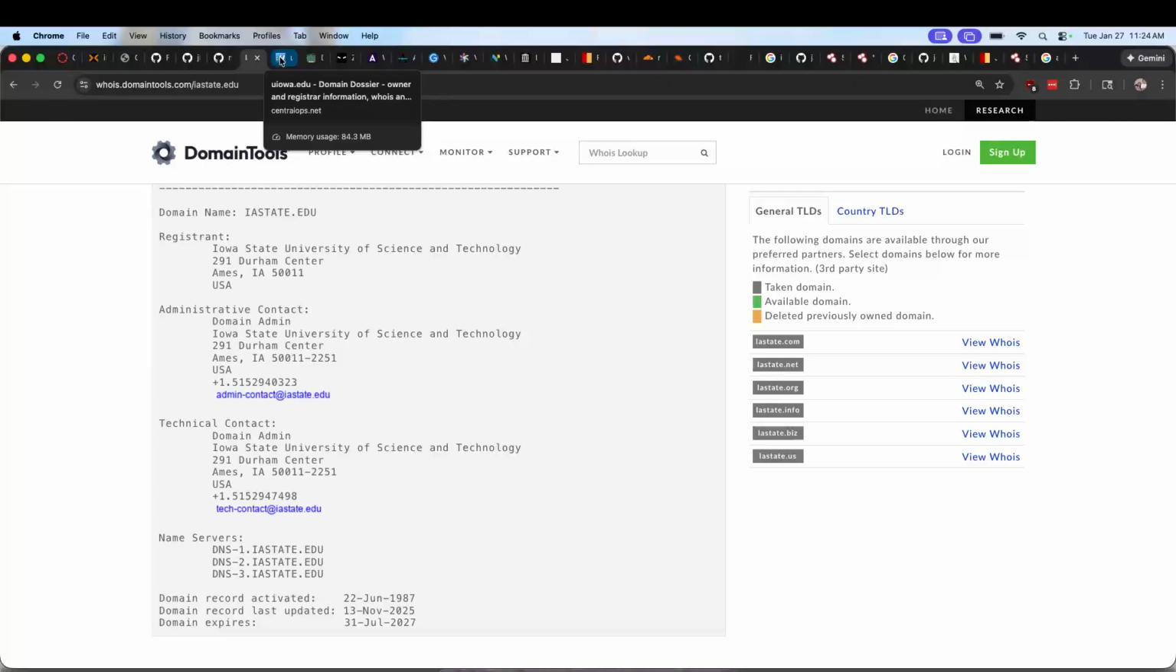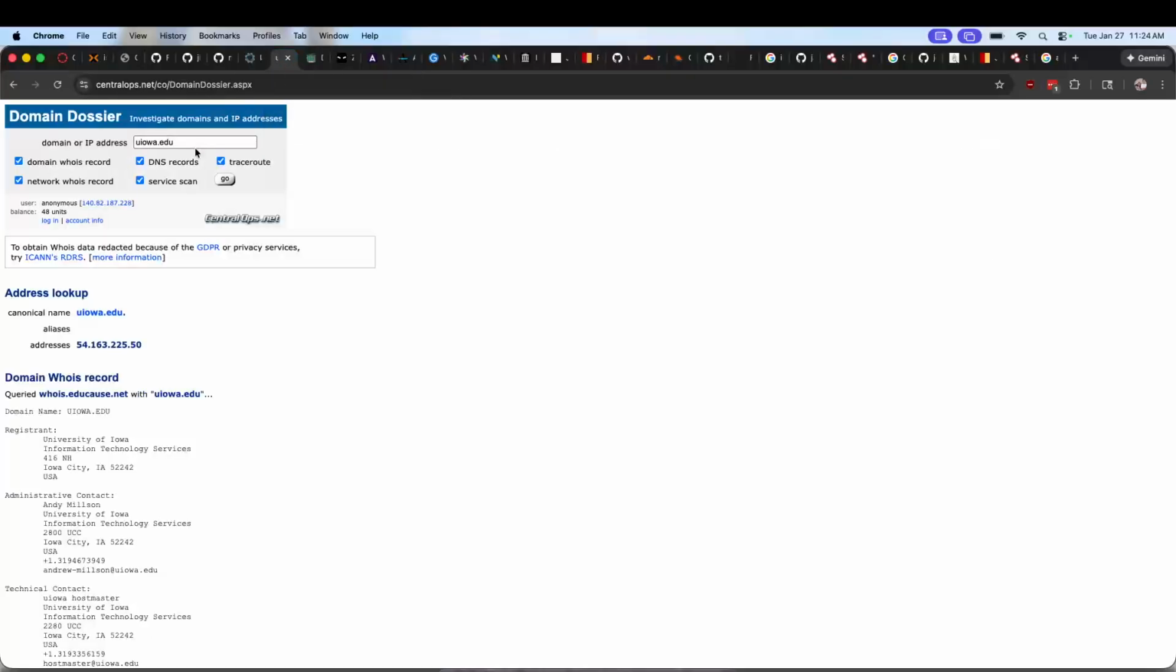There's all sorts of other whois plus websites. One example is Domain Dossier. Here I've looked up the University of Iowa.edu because presumably their IT infrastructure isn't as good or advanced as Iowa State's. And it lets you provide, thank you, a little bit more information via these checkboxes here.